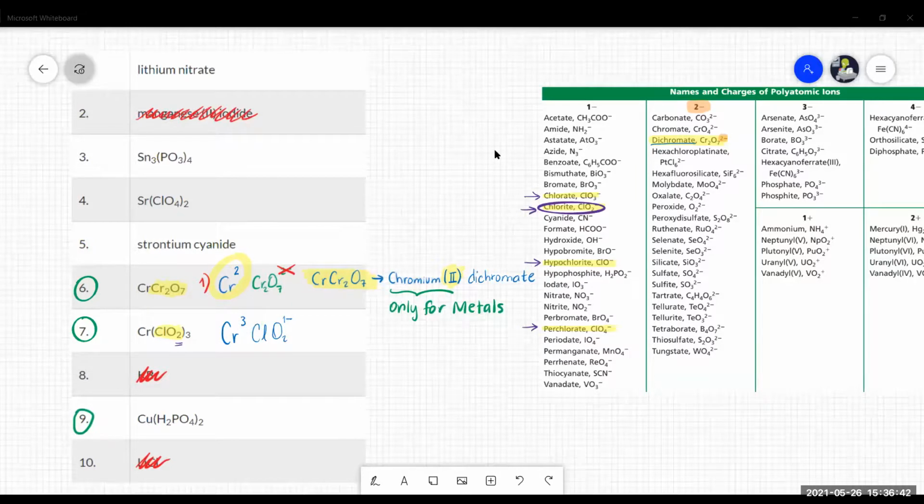So you have to write the name of the ions. The cation, that is chromium. You have to indicate the charge, which is 3. Why is it 3? Because I can see the 3 right there. Okay, that's why it is 3. And then the name of the polyatomic, that is chlorite.